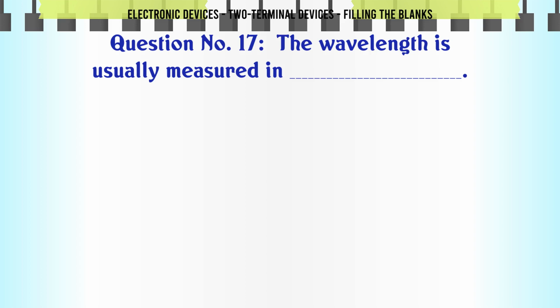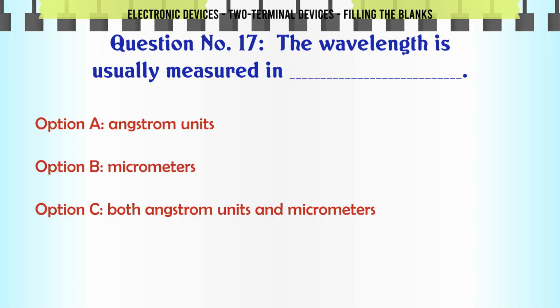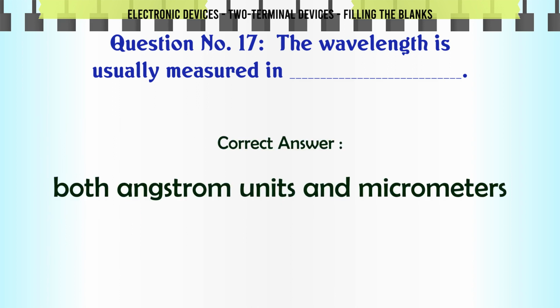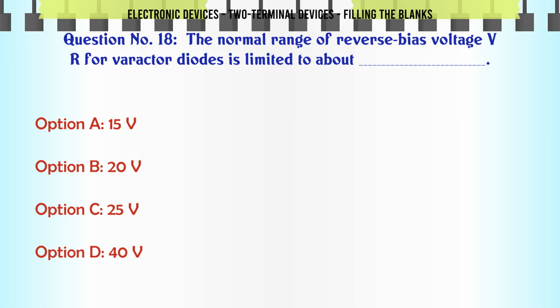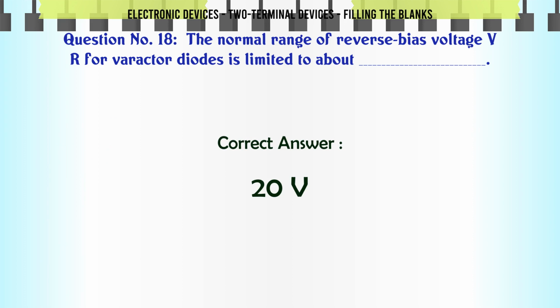The wavelength is usually measured in: A, angstrom units; B, micrometers; C, both angstrom units and micrometers; D, none of the above. The correct answer is both angstrom units and micrometers. The normal range of reverse bias voltage VR for varactor diodes is limited to about: A, 15 V; B, 20 V; C, 25 V; D, 40 V. The correct answer is 20 V.